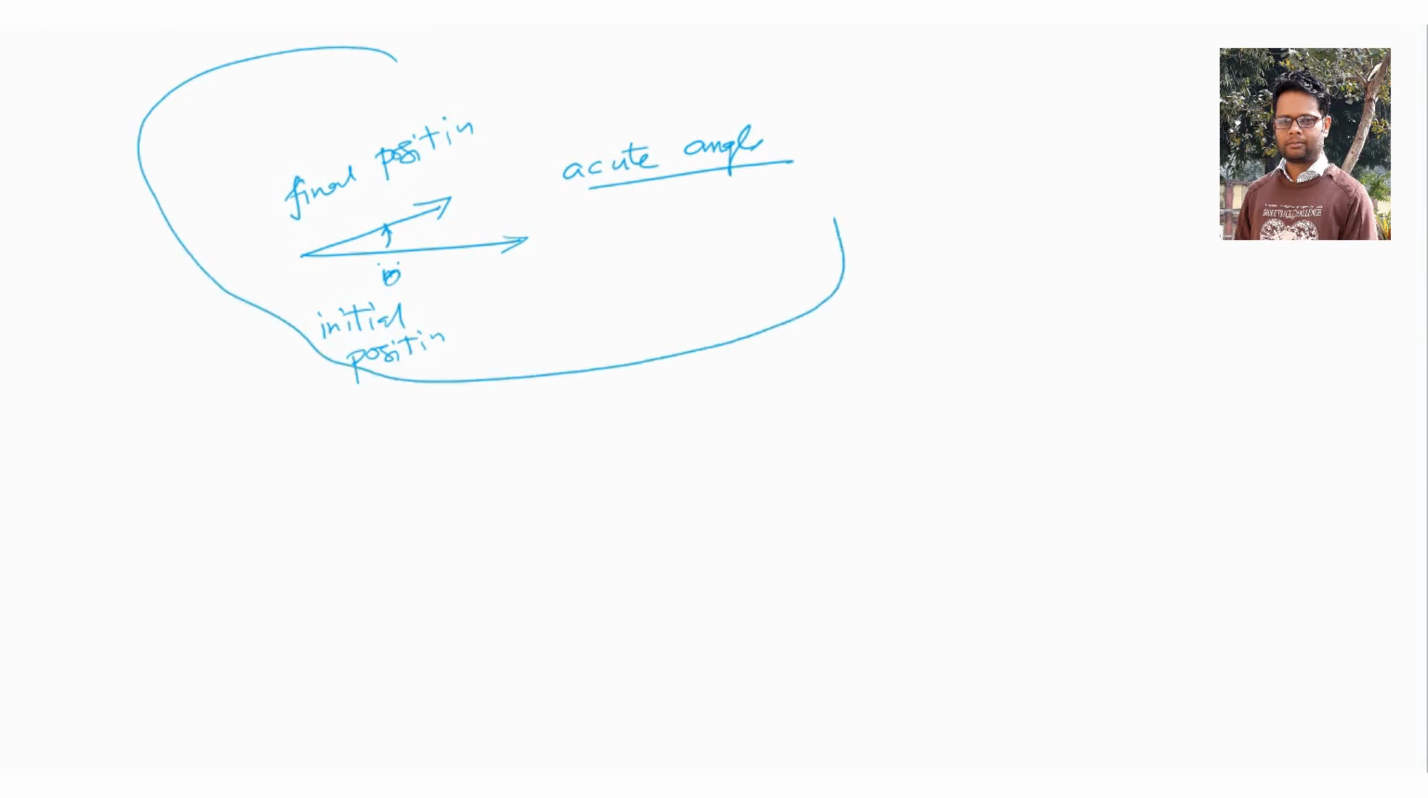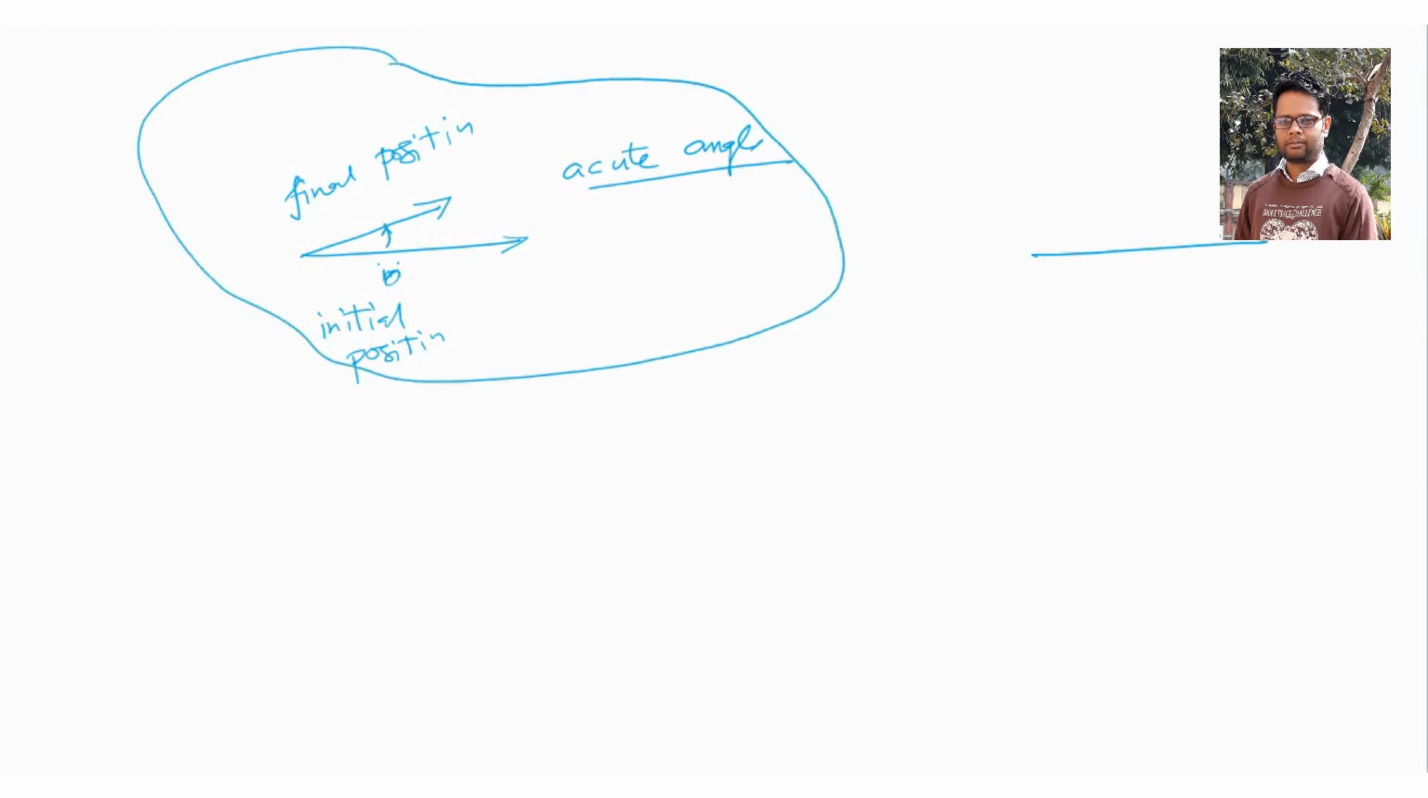Now, angle formed by rotation. So this is the initial position, this is final, and this angle is called an acute angle.